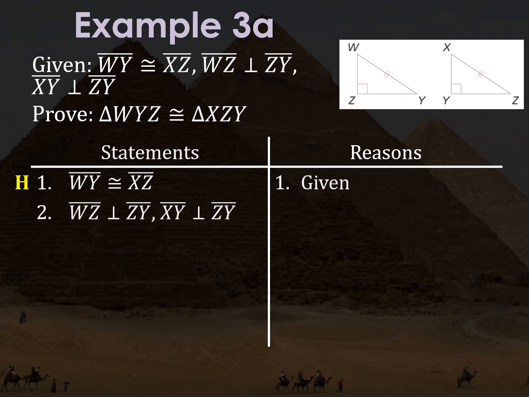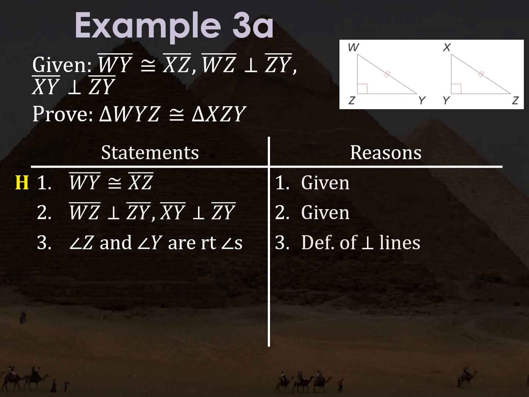Second, we'll do both of these at the same time. WZ is perpendicular to ZY. XY is perpendicular to ZY. And that is what was given to you. Notice you are not given that the triangles are right angles or right triangles. You are given that segments are perpendicular. Which means, statement 3, angles Z and Y are right angles. That is the definition of perpendicular lines. So again, perpendicular lines state that the two lines, if perpendicular, form right angles. Thus, angles Z and Y are right angles.